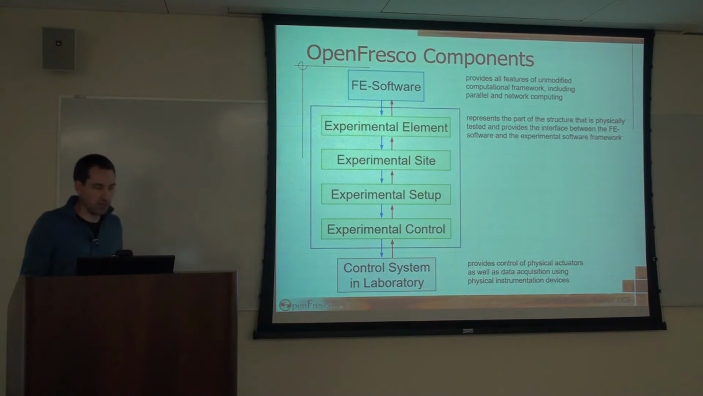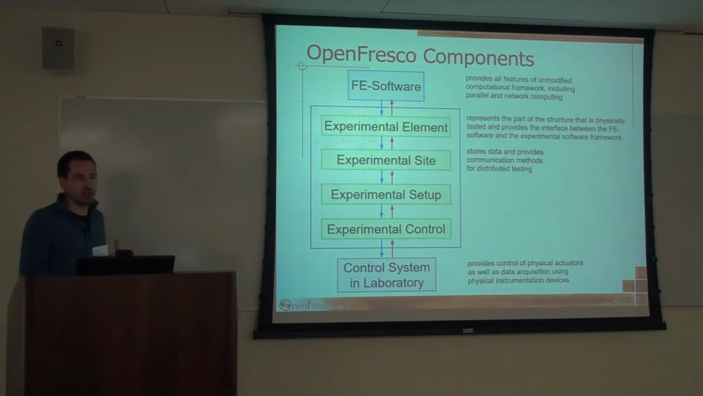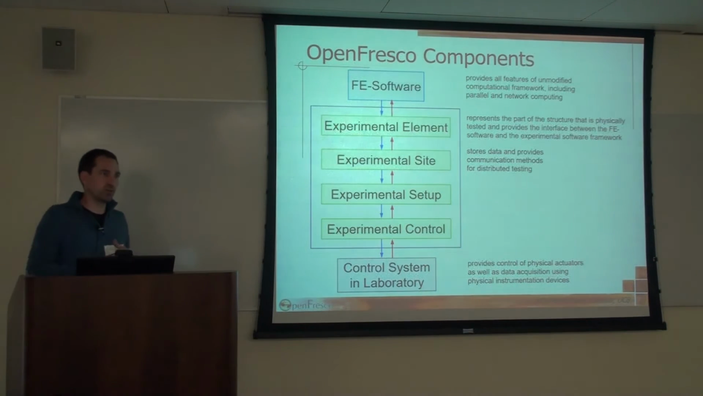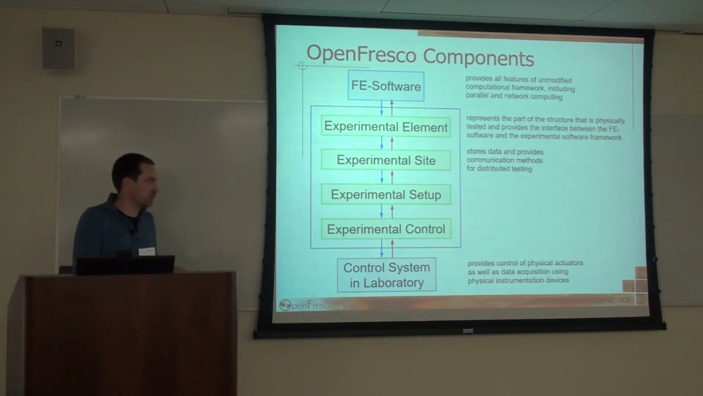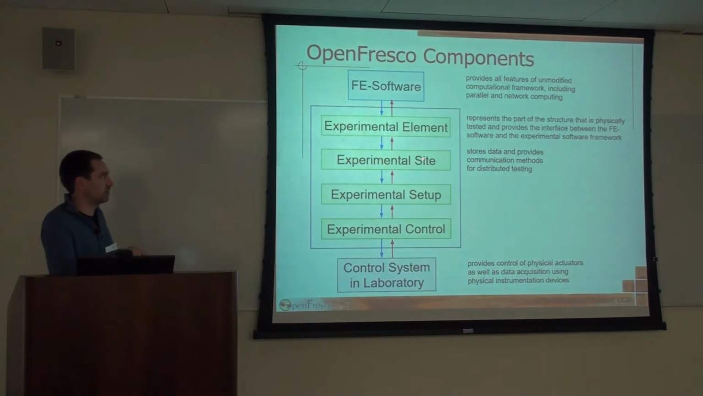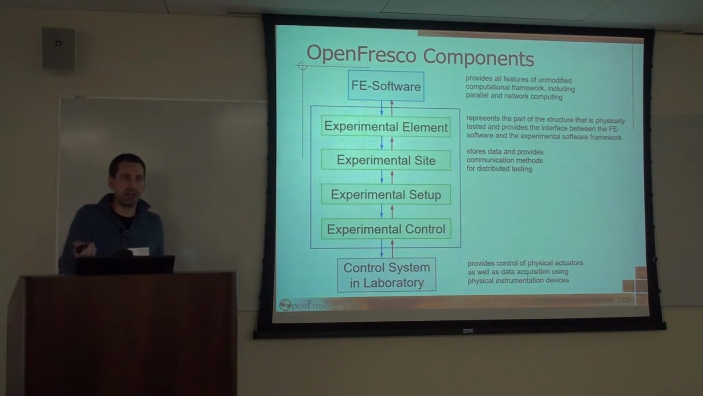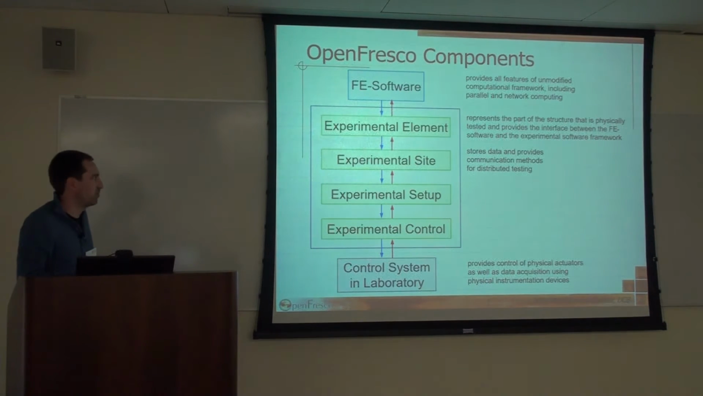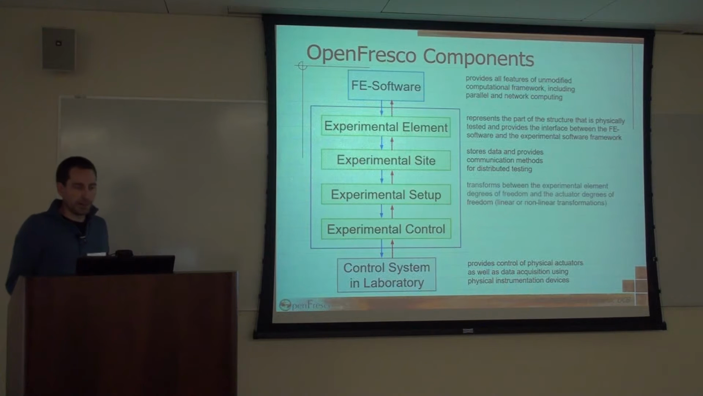Then we said, well, you're going to do this test somewhere. So you're going to do it in a laboratory. So that's basically the abstraction, the experimental site. Where are you? Are you in a local laboratory? Or if you do a geographically distributed test, are you at a remote laboratory? So that's the experimental site. It also stores data as this process goes on. So it's kind of a place where stuff gets stored as well.